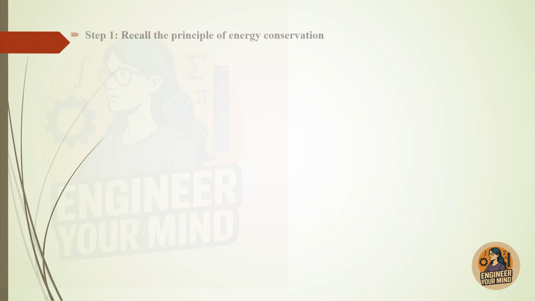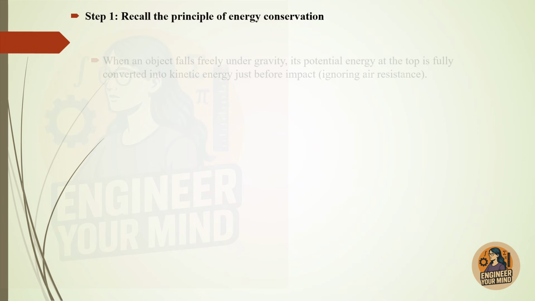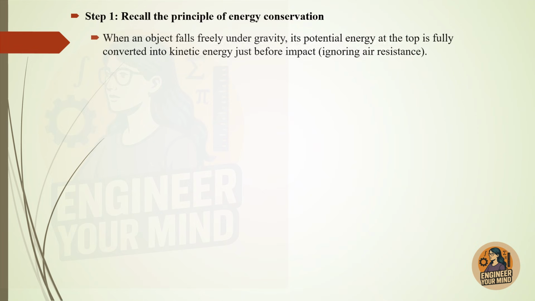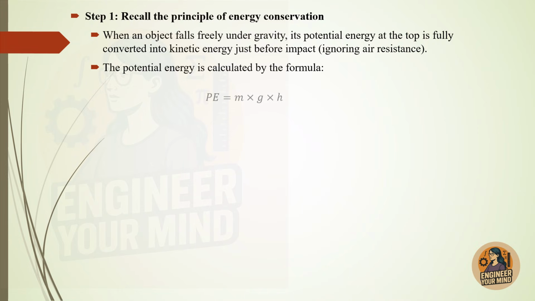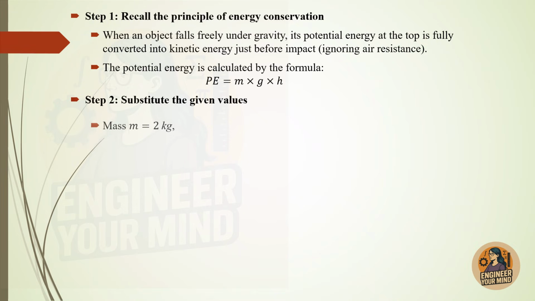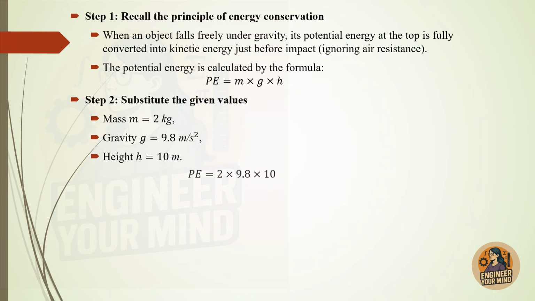Step 2. Calculate the potential energy at the top. We are given m equals 2 kilograms, g equals 9.8 meters per second squared, h equals 10 meters. Substitute these values into the formula. PE equals 2 times 9.8 times 10, so PE equals 196 joules.